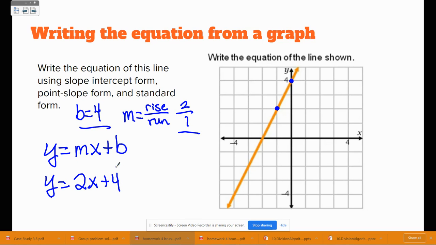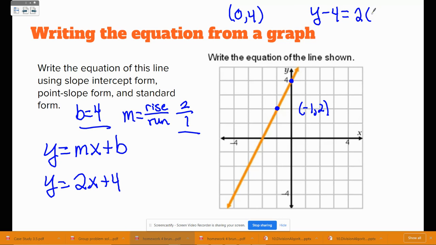If you were going to do point slope, you could use the point I just used, the 0, 4. You could use this point right here, that would be -1, 2. Any point, your equation could look different. So if I use this point, it would be y minus y1 equals m, which we just calculated. So you would have to calculate the slope no matter what.